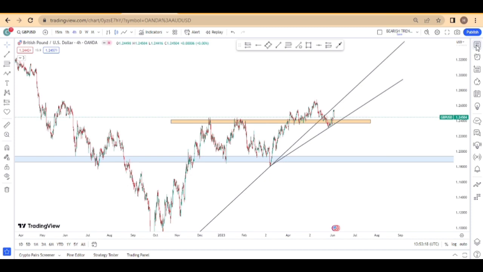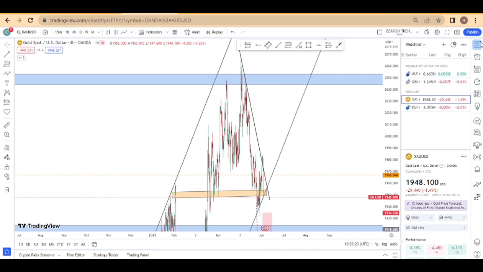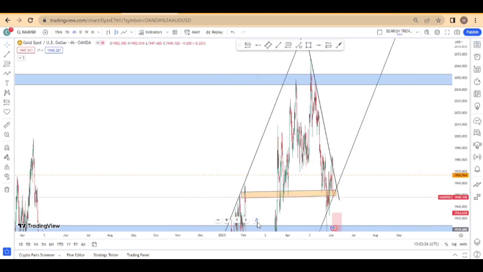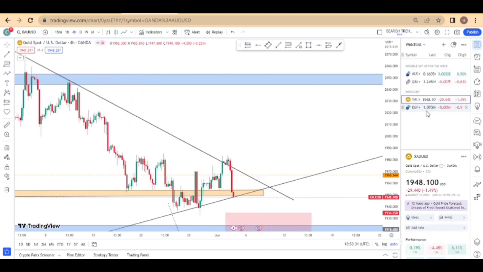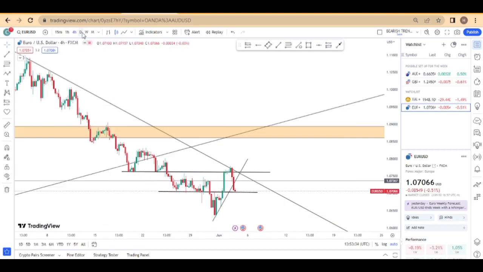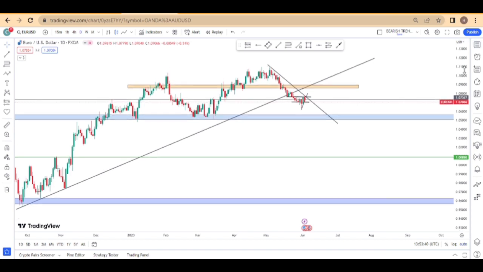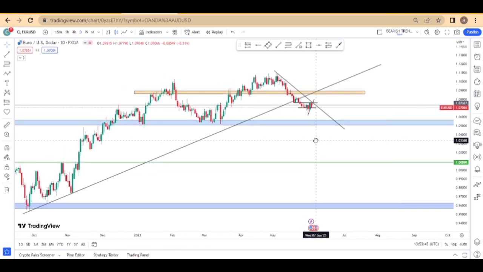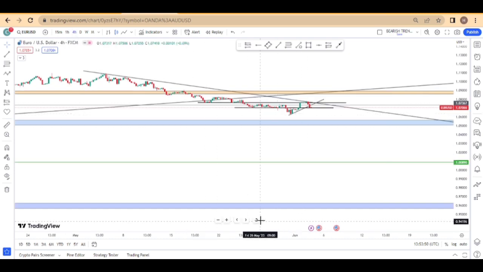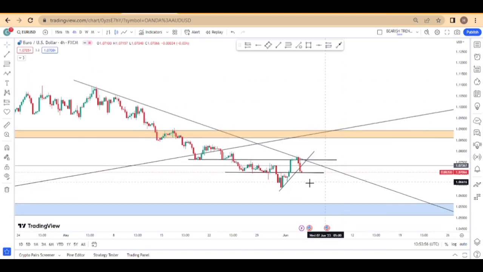So these are the two pairs I'll be looking out for this week in the market. Let me see gold. Gold isn't ready for me yet. EURUSD, I'm not ready for EURUSD yet. Let me see if we can analyze EURUSD.